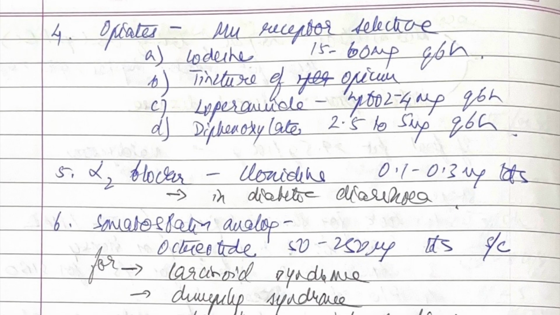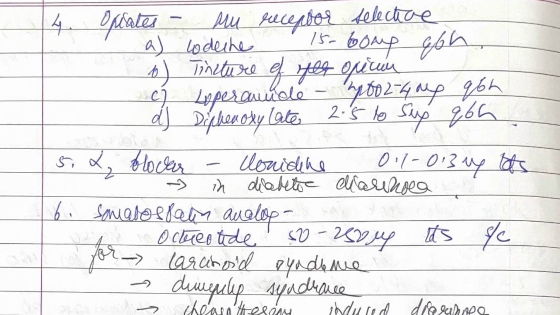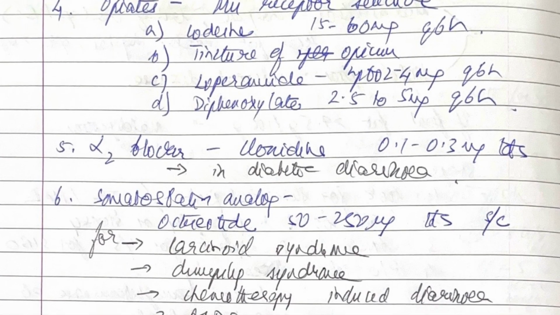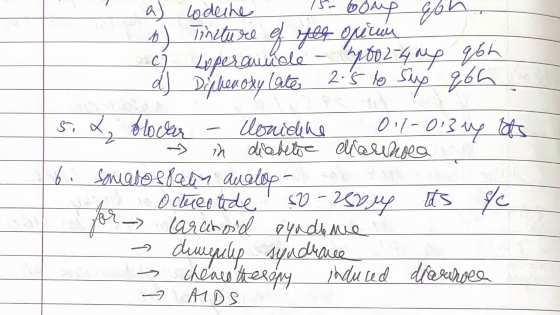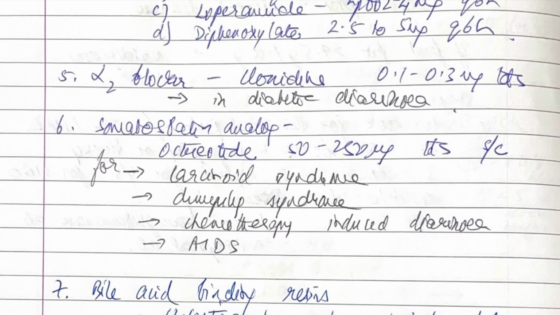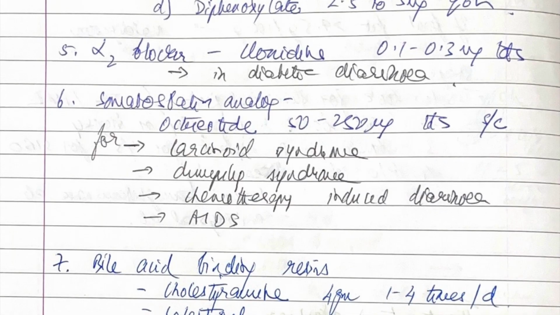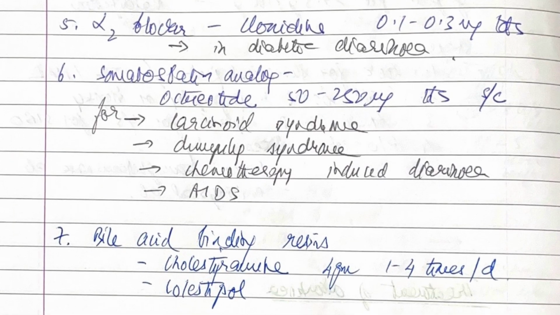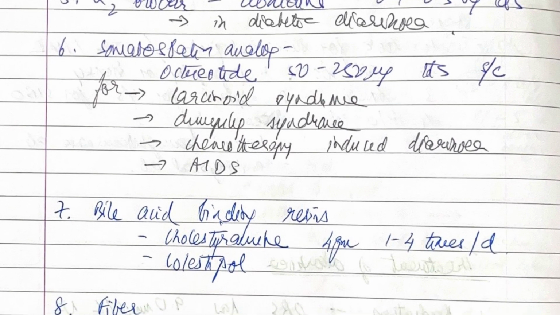Opiates can be used, which are mu receptor selective. Codeine in the dose of 15 to 60 milligrams 6 hourly, tincture of opium, loperamide, diphenoxylate. Alpha-2 agonists like clonidine can be used at 0.1 to 0.3 milligrams 3 times a day. It's useful in diabetic diarrhea.